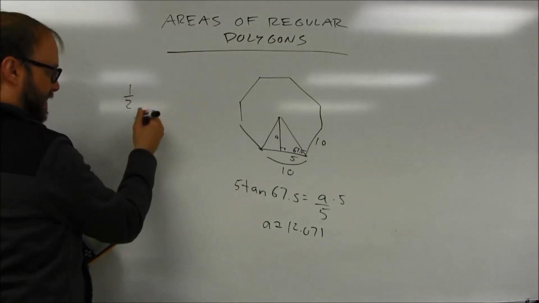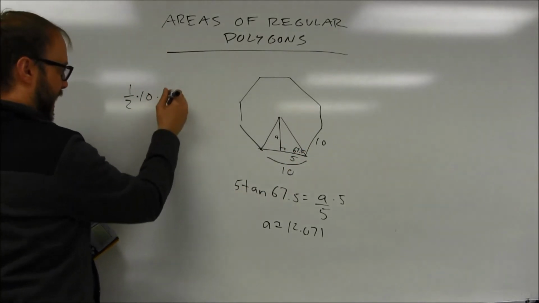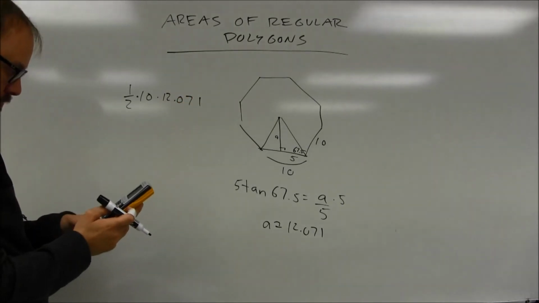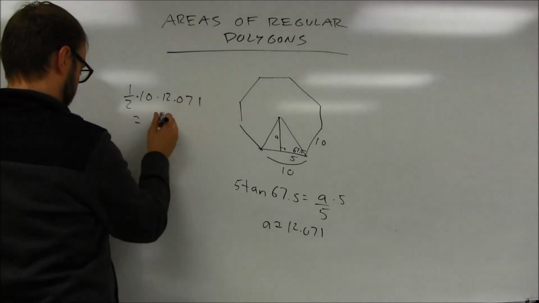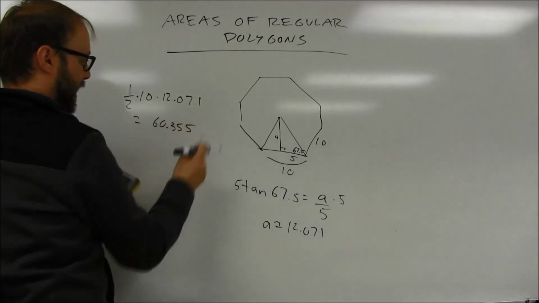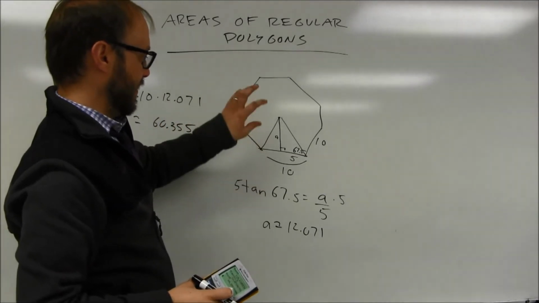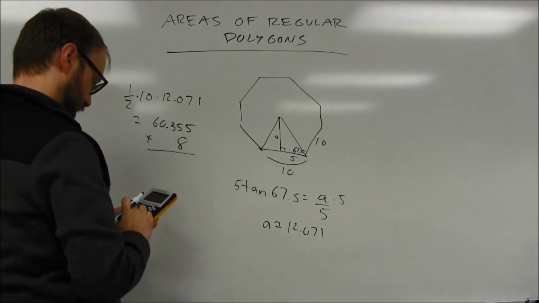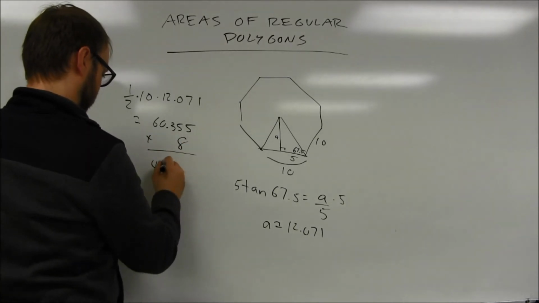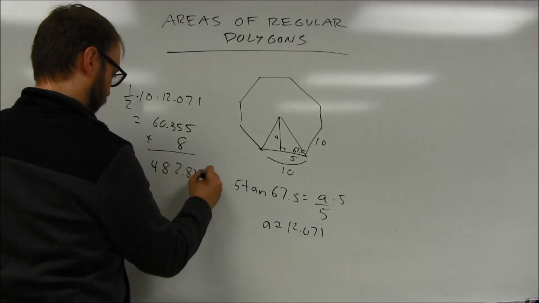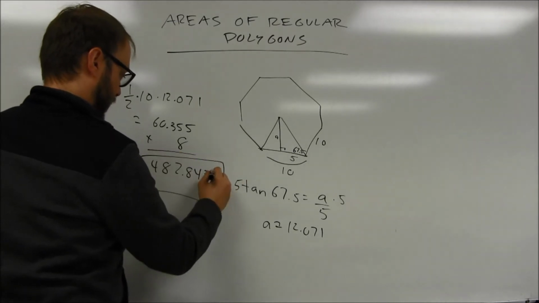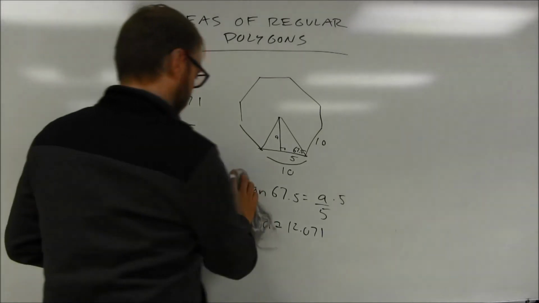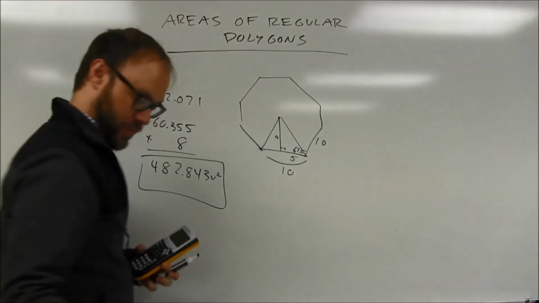So we can find the area of just one triangle. That's half the base of 10 times the height of about 12.071. That's going to be about 60.355. This is an octagon, so there are 8 of those. We can multiply that by 8, and we get approximately 482.843 square units.